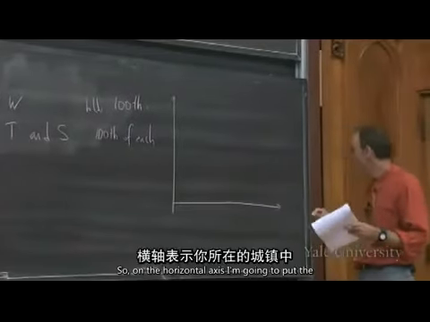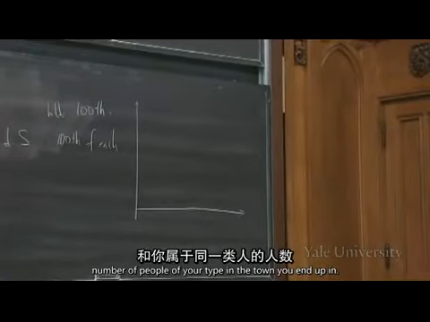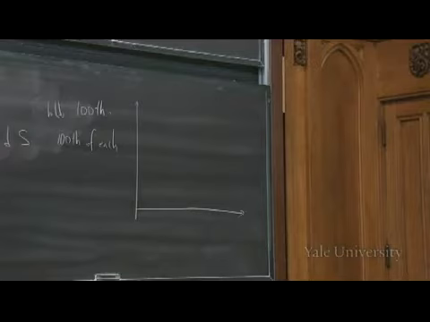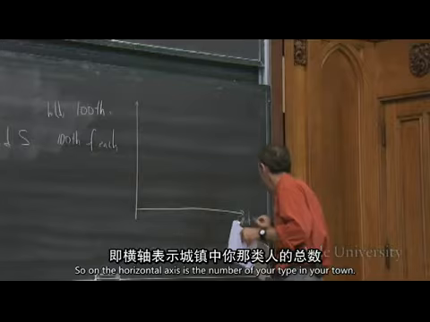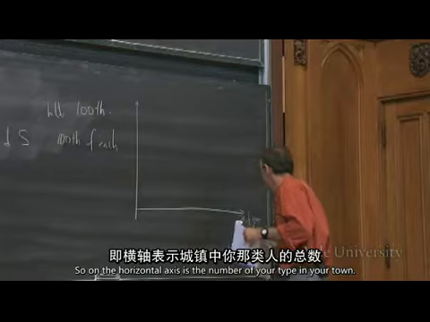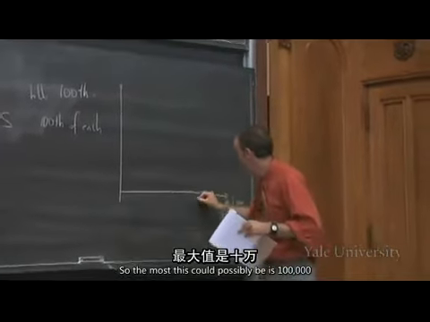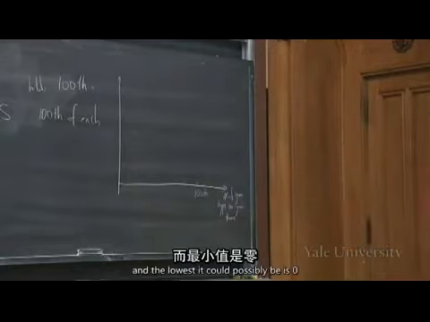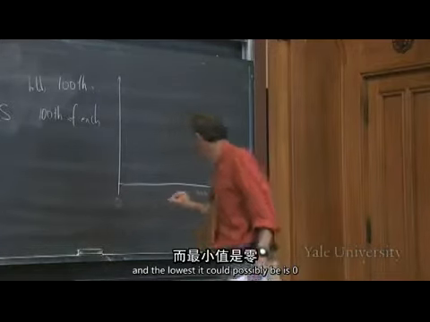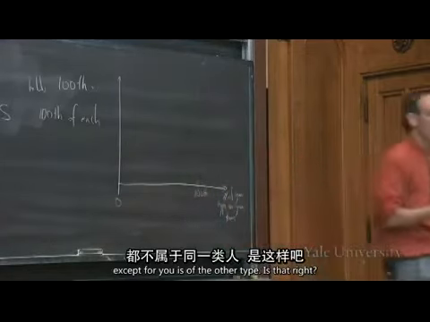So on the horizontal axis, I'm going to put the number of people of your type in the town you end up in. All right, so on the horizontal axis is the number of your type in your town. So the most this could possibly be is 100,000, right? Because that would say everybody is the same type as you in the town. And the lowest it could possibly be is 0. Because that would say that everyone in the town except for you is of the other type.